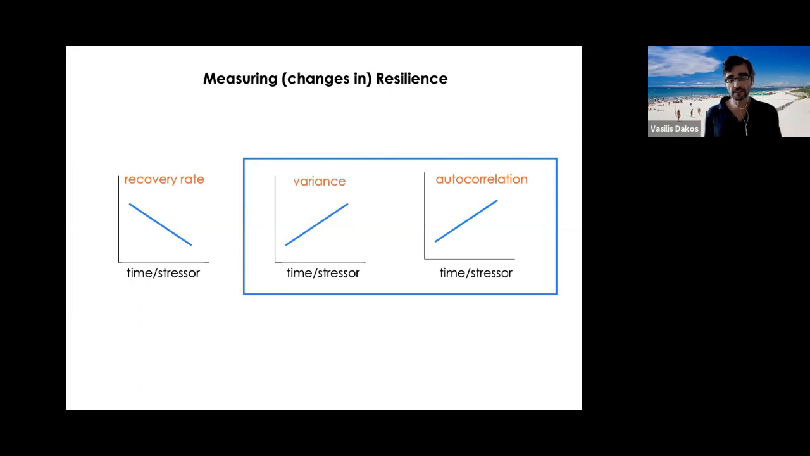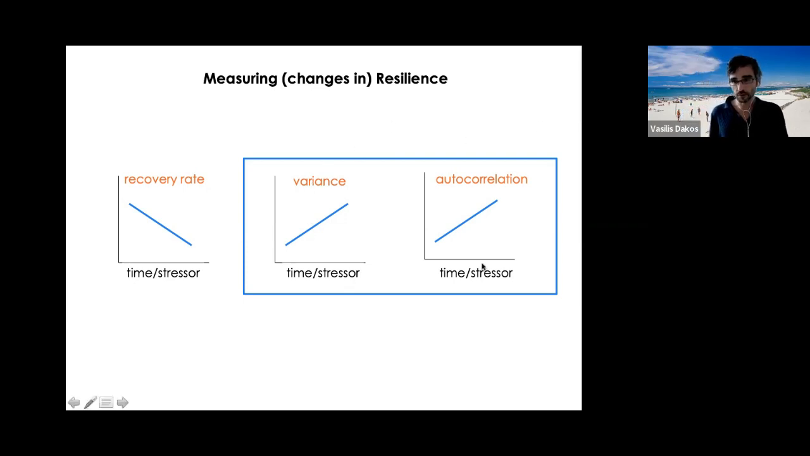And the 3 ways of measuring this, as you have been listening all these days, are measuring changes in recovery rate, over time or over a gradient of a stressor, or measuring increases in variance and autocorrelation. I have circled these 2 because these are the ones we have been mostly focusing on, because measuring recovery rate requires some sort of existing disturbance, and usually it's very hard to perform experimentally on a bigger scale.